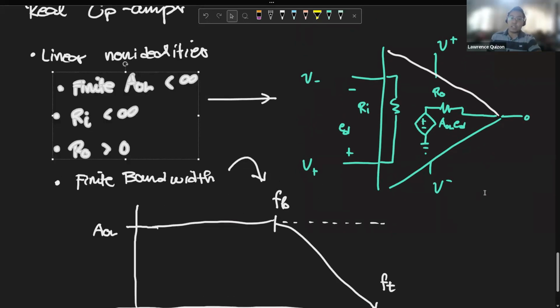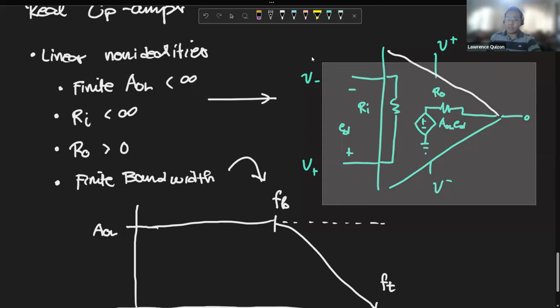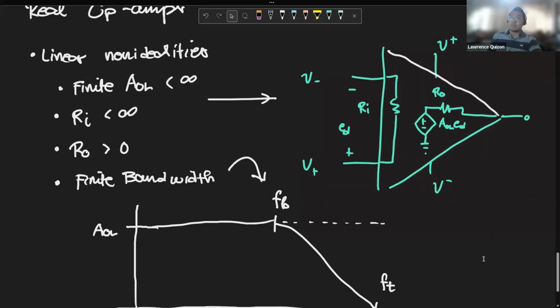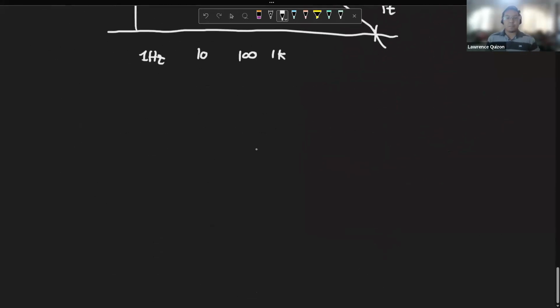Essentially, when you put in linear non-idealities, you just get this model back, yung circuit model natin. Right? But there are also non-linear non-idealities.